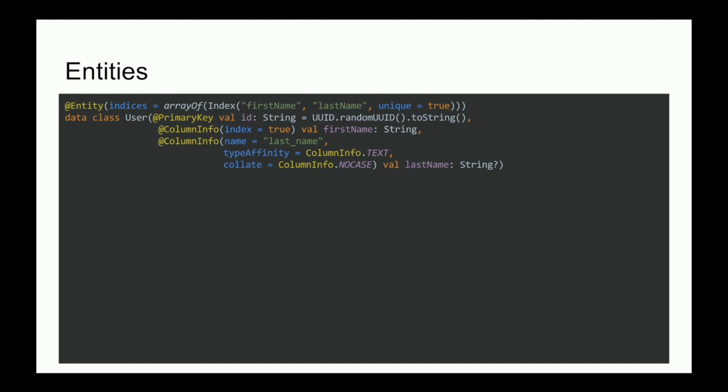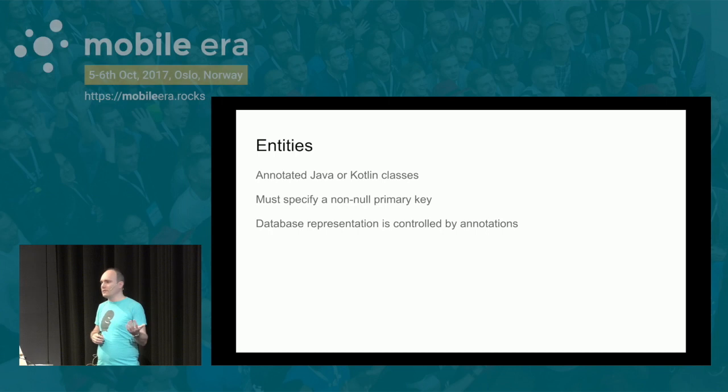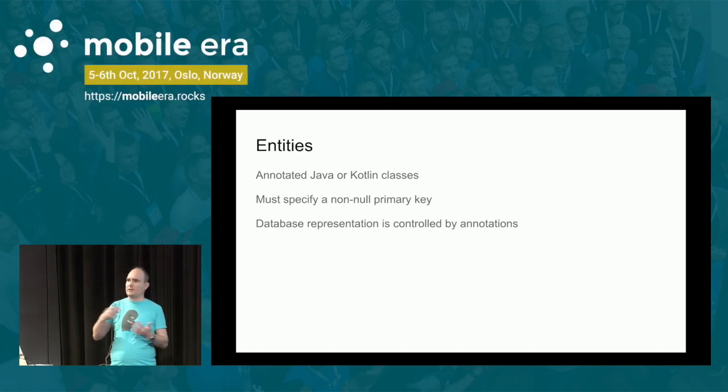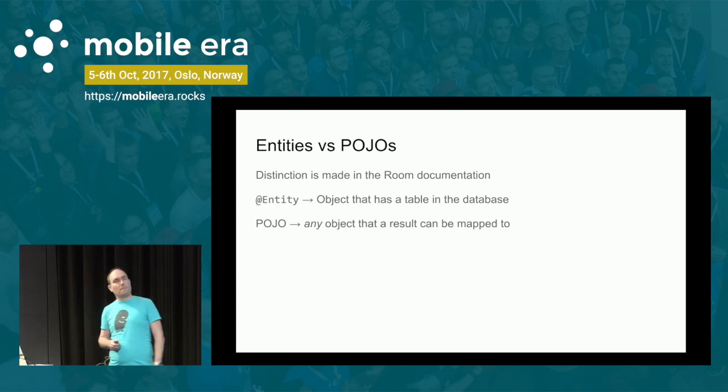Okay, so this should be pretty simple. To sum up, entity classes are basically normal Java classes. You annotate them with Entity. They must have a non-null primary key. And you can highly control all the representation in the database schema by using annotations.